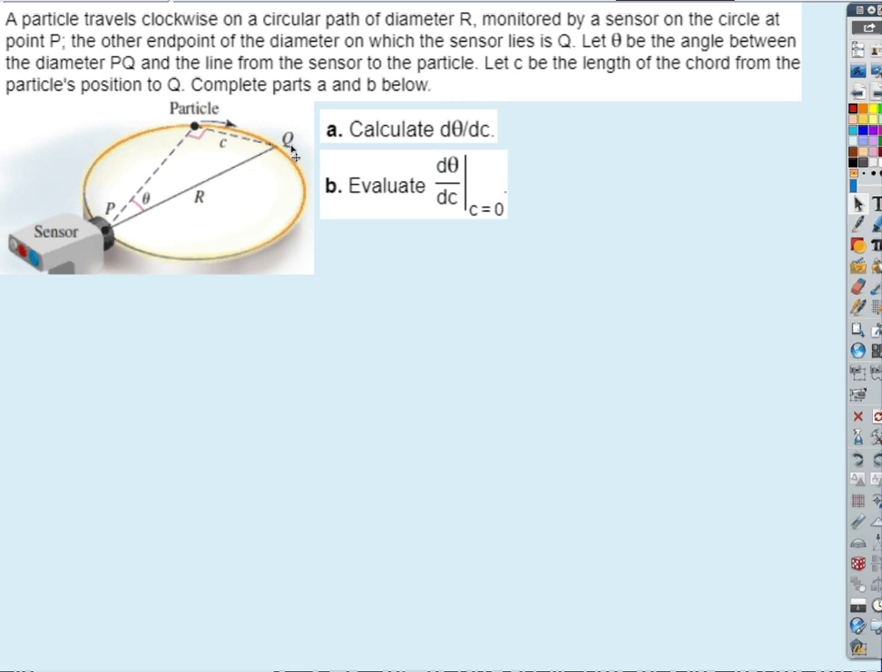That's a good question. What do you think? You see a relationship there? We've got a trig function, a SOHCAHTOA function. What's the SOHCAHTOA function that relates theta to C? And we want to relate it to R also. That'd be sine. So one way we can do this is we could say sine theta equals C over R.